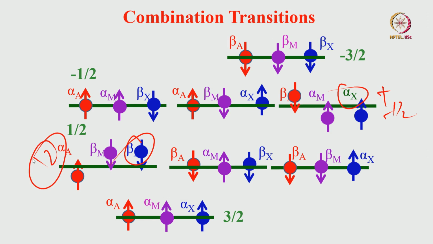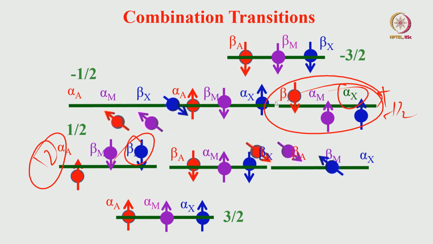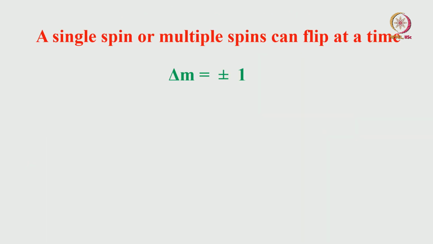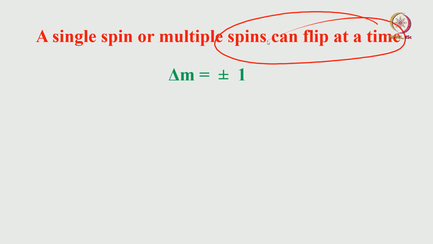See, remember in the previous slide I said only one spin is changing at any time to give a transition, but these are all examples called combination transitions, where multiple spins can flip at a time, but still maintaining the condition that the change in the magnetic quantum number between 2 energy states is either plus 1 or minus 1. These are called combination transitions. Here this is allowed, this is also allowed, this is also allowed. These are the 3 transitions which are allowed. Again all the 3 spins are flipping, but still delta M is always plus 1 or minus 1. So a single spin or multiple spins can flip at any given instant of time, provided the delta M equal to plus or minus 1 is maintained.